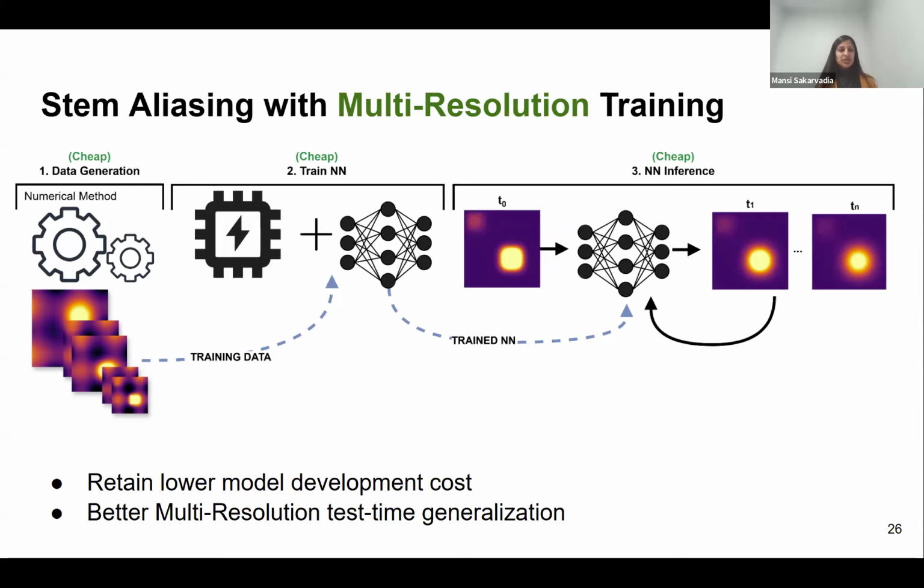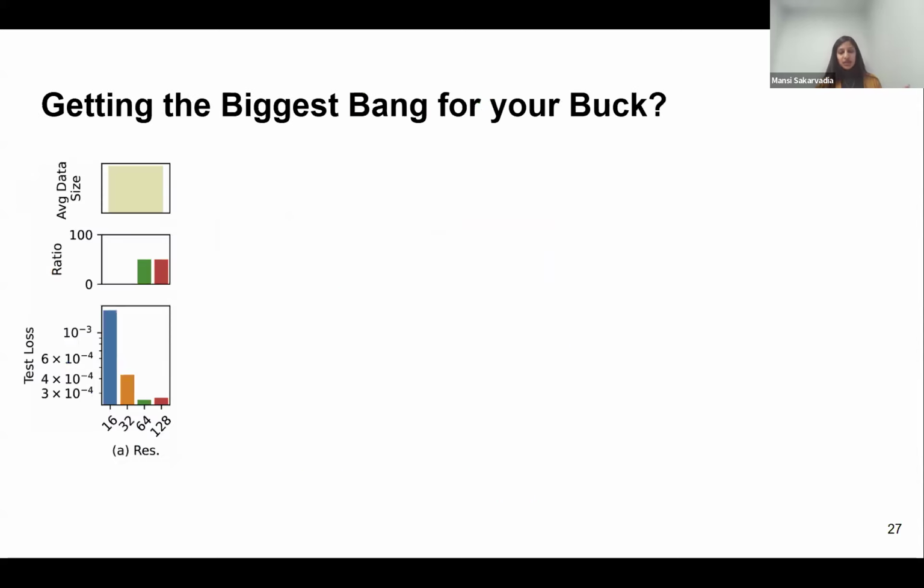And what this enables is us to retain a lower model development cost because now you're able to balance the amount of high-cost samples you're generating with low-cost samples. And we would hope that this practice would keep costs low while enabling better multi-resolution test time generalization. So we check if our hypothesis is correct. We check if multi-resolution training does indeed enable better generalization. And we ask the question, how do we get the biggest bang for our buck?